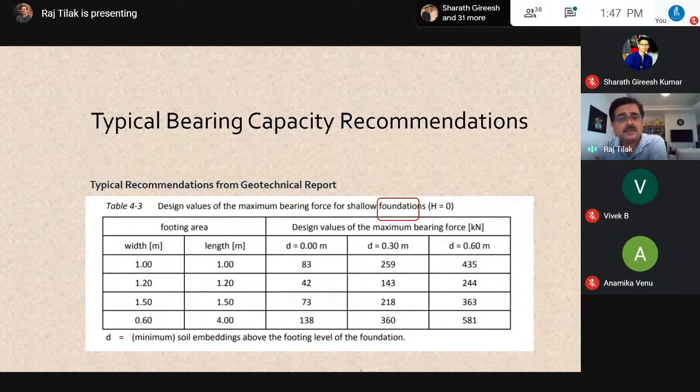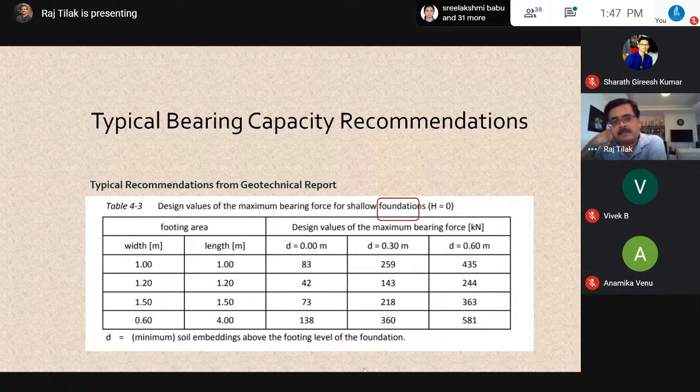So when this H, the horizontal force, or its angle comes into the picture, these parameters would change. That is why he has put a caveat here that this is all for H equal to 0. So now you will have to go back and calculate the revised bearing capacity based on the inclination factors of the load and other factors that come into the picture.